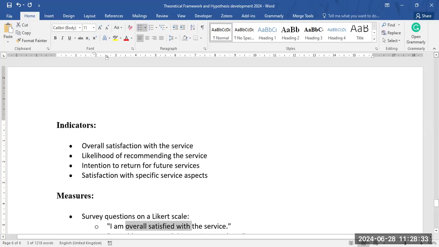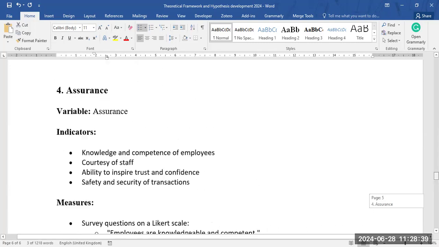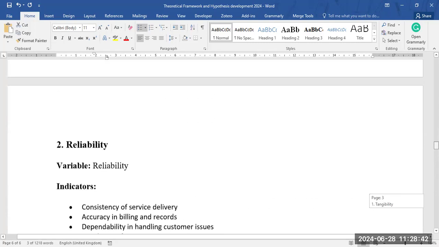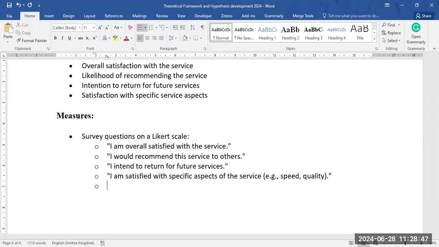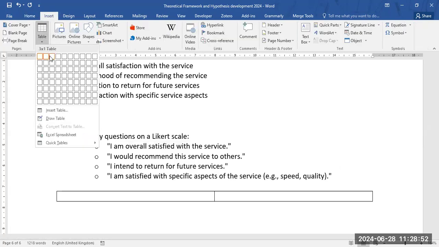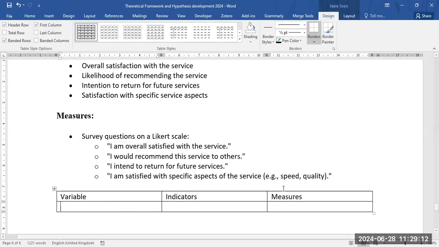Based on the indicator. So today we discuss conceptual model and operationalization, because this is a very important aspect. In some cases, researchers create a table. I will explain how we can do that. Sometimes they put a variable, here indicator, here measures.